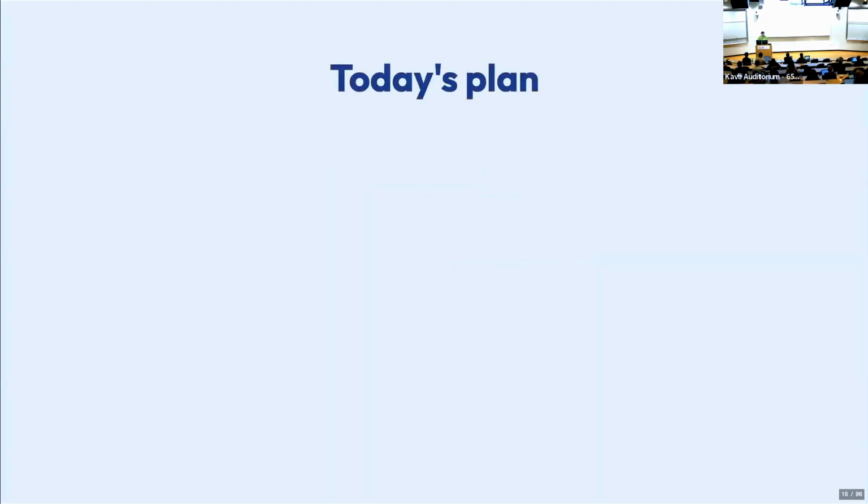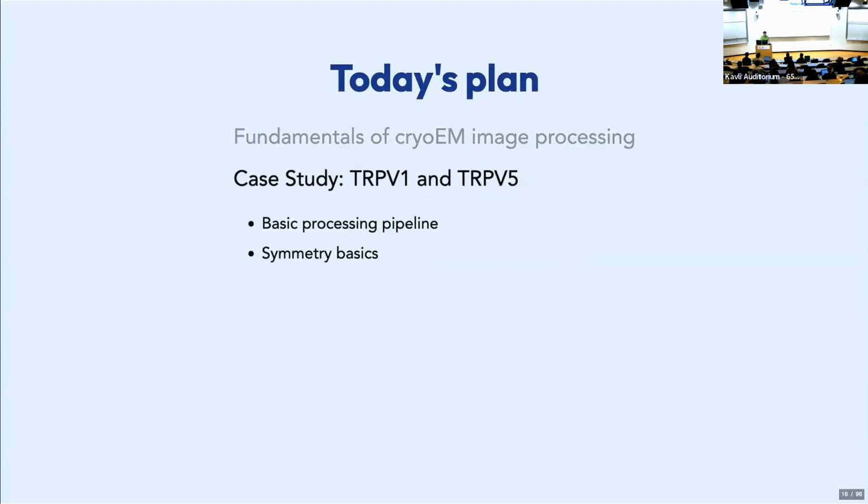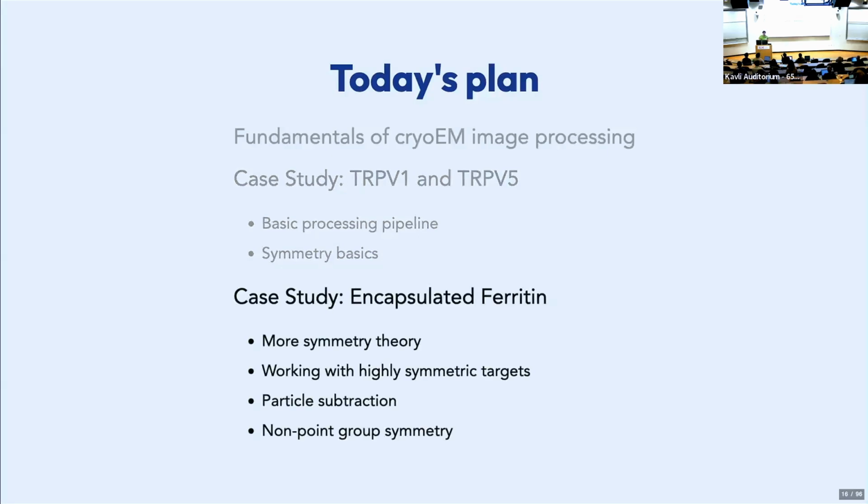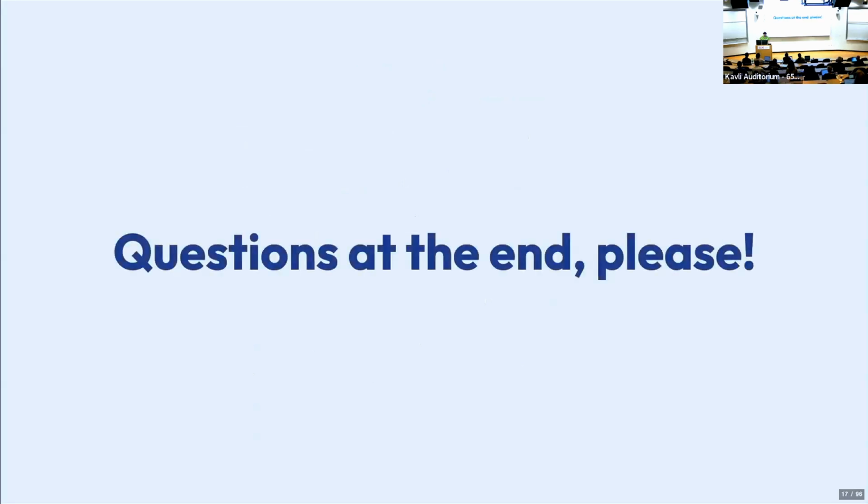Okay. So now, what are we doing today? We're starting with the fundamentals of cryo-EM image processing, just to make sure we're all on the same page, as I said. Then we'll move on to the first case study, or really pair of case studies on some ion channels. And those we'll kind of use to talk about the basic processing pipeline for cryo-EM images, as well as some basics of symmetry. And then finally, Michael will take over and we'll talk about encapsulated ferritin, which is a really cool data set. And I think Michael's done a great job putting it together, where we're going to talk about some exciting things, including non-point group symmetry, which is challenging, but really cool, I think.